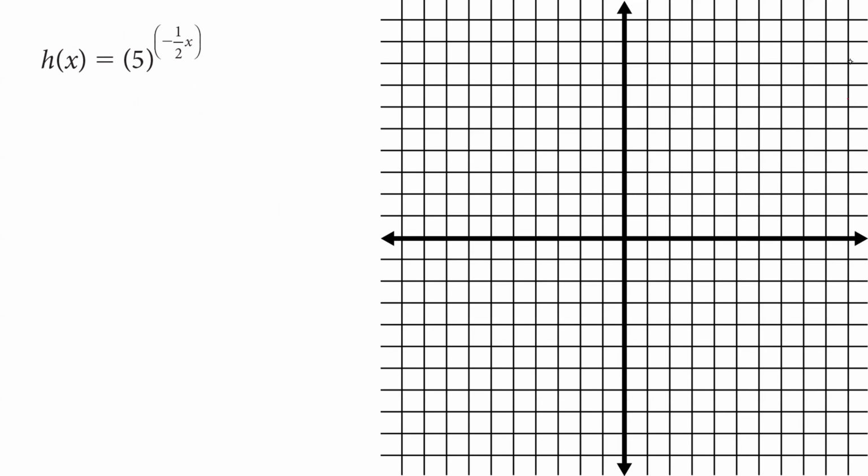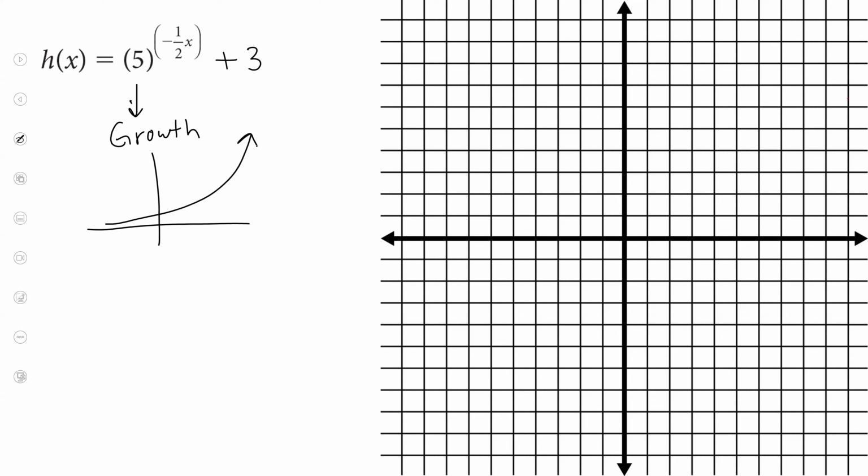Actually, and I'm going to add something to it. I'm going to put a +3. Show me what that looks like. All right, guys. This is a growth. So it normally looks like this. However, it's reflecting across the y-axis. So now it looks like this. And then it went up 3. So now it's up here. 1, 2, 3, and it's up here. So your asymptote changed. We're right up here.